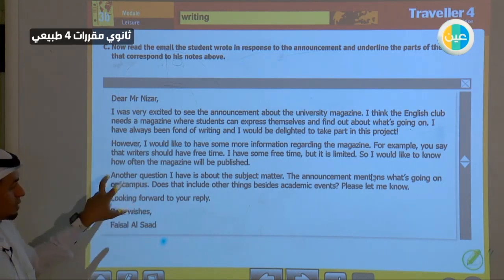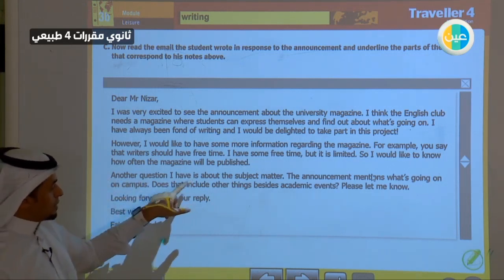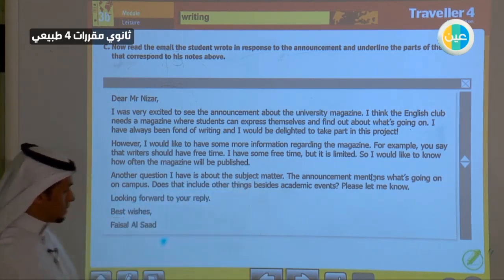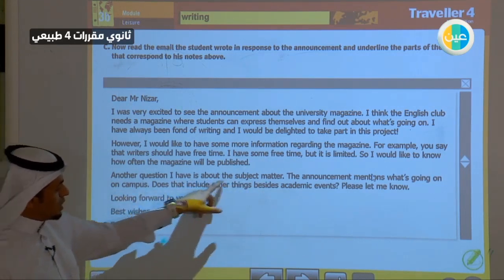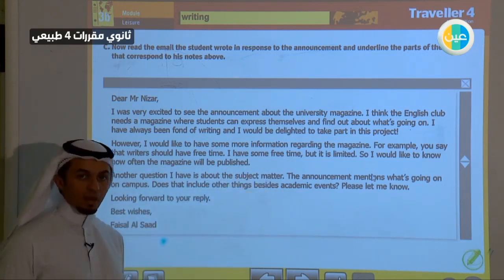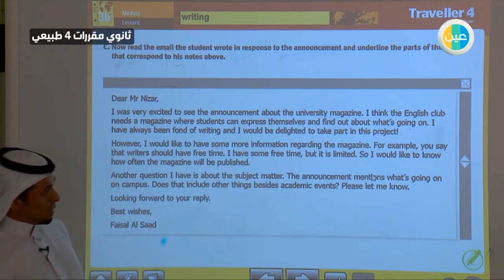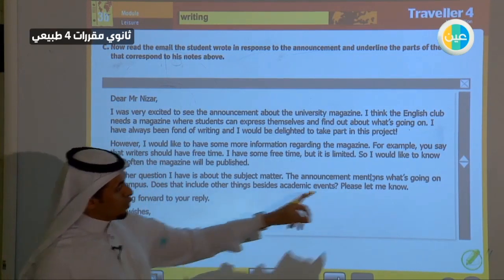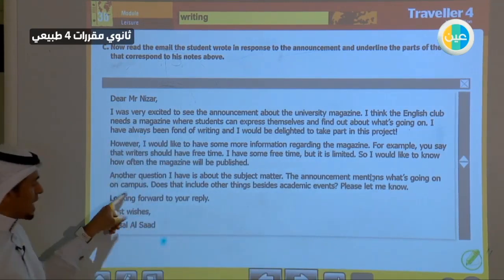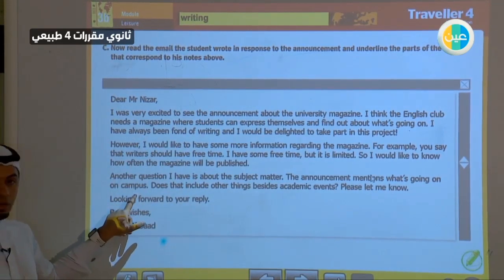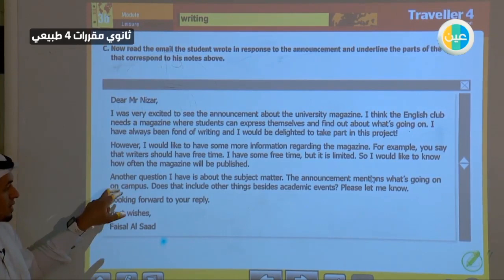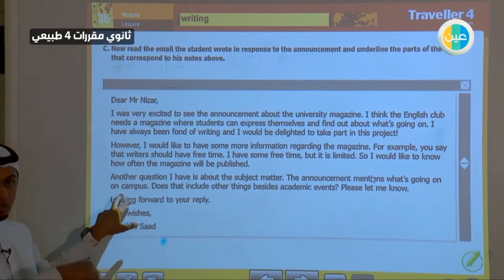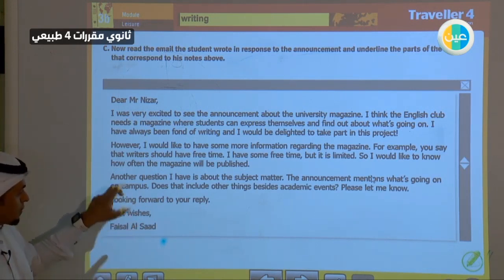Another question I have is about the subject matter, about the title. The announcement mentions what's going on campus. What's written in the announcement is what they will write about what's going on in the campus, inside the university.